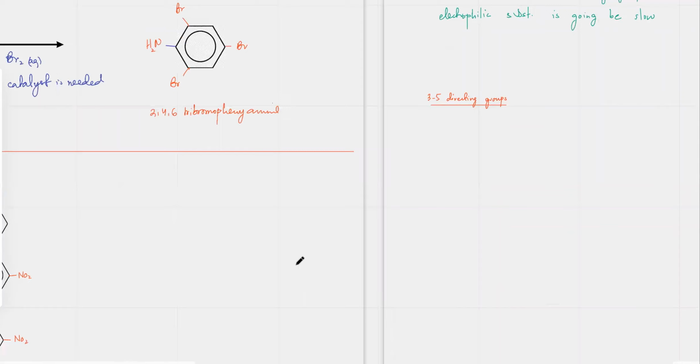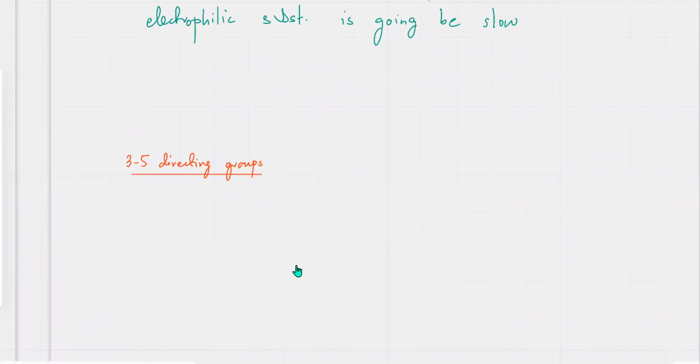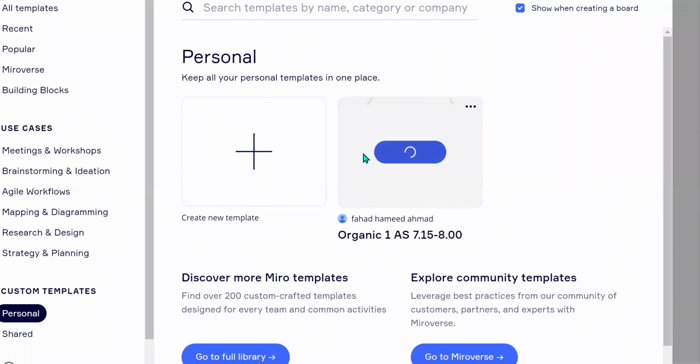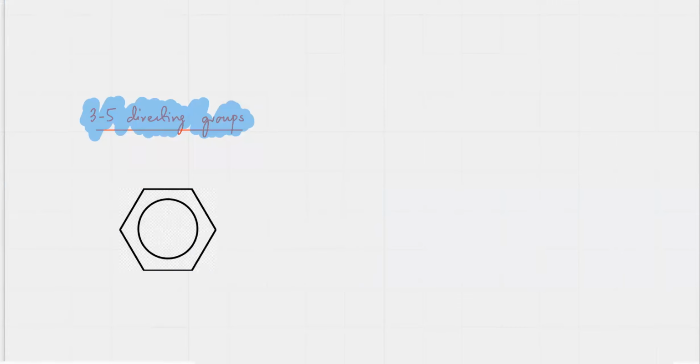So we were discussing, coming back to the 3,5 directing groups. Now, these 3,5 directing groups have severe issues with electrophilic substitution. The problem with 3,5 directing groups is that they've got a benzene, but the benzene has an electron withdrawing group now. So it's got an electron withdrawing group like an aldehyde.